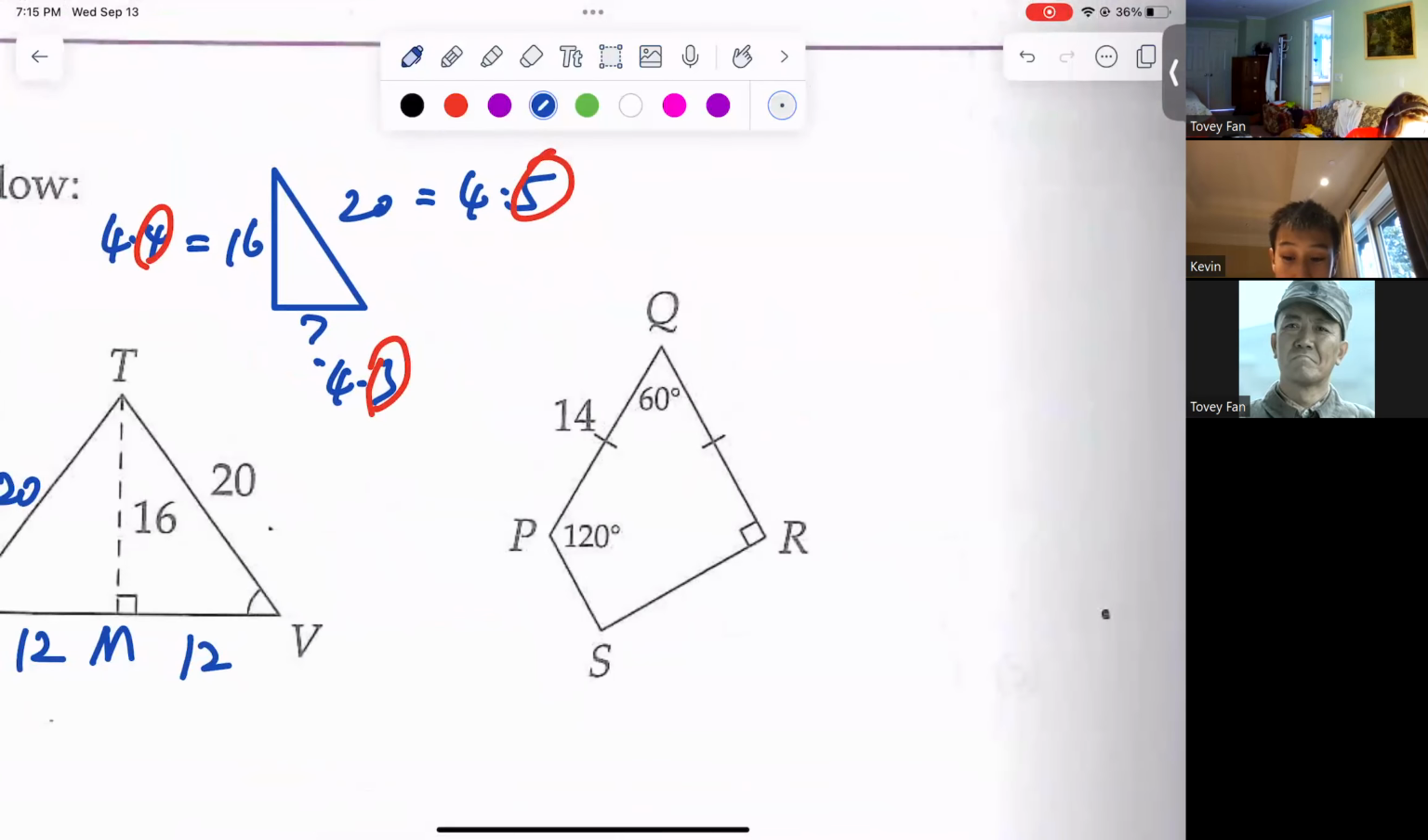Missing sides. Then we could first split it into a rectangle and, very good, 90 degrees and 30 degrees. 120 could be split into 90 degrees and 30 degrees. Yeah, very nice. Good. And then?